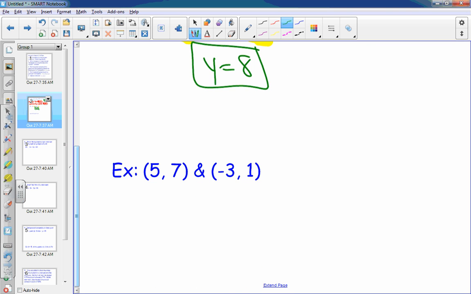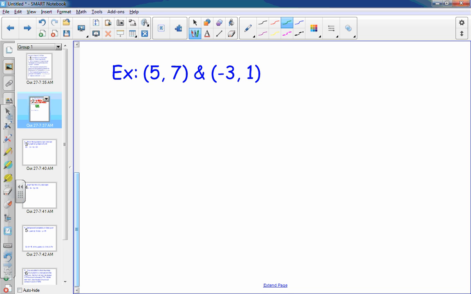Now what about this last one? Is there anything the same there? No. Do I have a nice little point of the y-intercept? No. So I'm forcing you to find b, aren't I? So what's the first thing you have to do? Find the slope. So my slope is going to be 1 minus 7 over negative 3 minus 5.